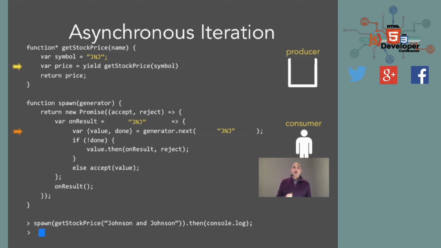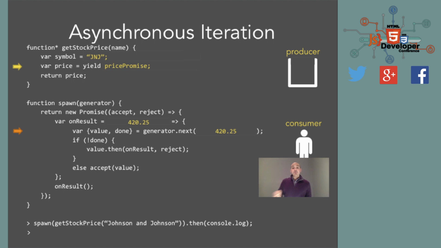So we skip to the next line of the producer. We pause at the yield, and we evaluate the getStockPrice. It turns into a promise. We yield that. So now the consumer, spawn, is pulling the promise out of the producer. Because it's a promise, it calls then to try and fulfill it, and recursively passes in the onResult function. This time when the onResult function is invoked, it's invoked with the result of the previous promise, which is $420.25, the price of the stock at the moment.